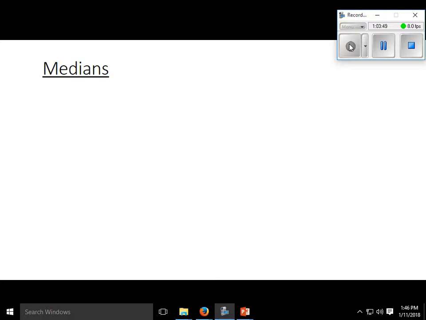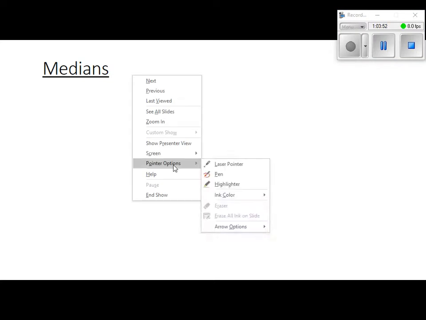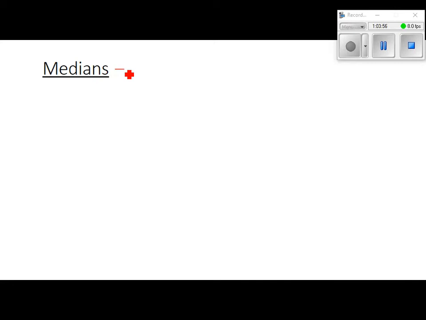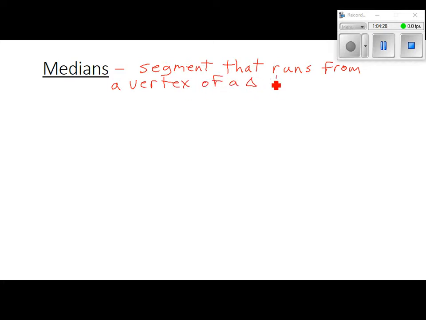Median, what's it do? We don't want the point of concurrency, we want the definition. So if you don't have this, write this down the way I write it, because I'm going to give you the best explanation that you can have. A median is a segment that runs from a vertex of a triangle to the midpoint of the opposite side.